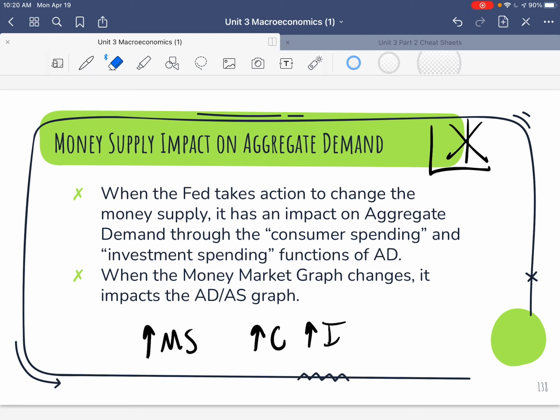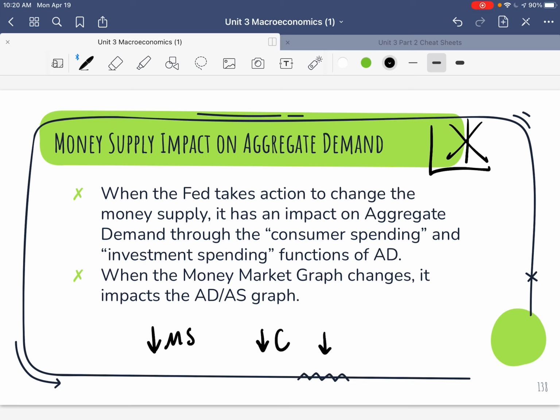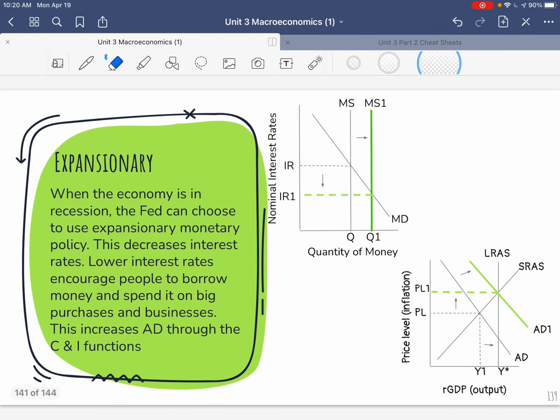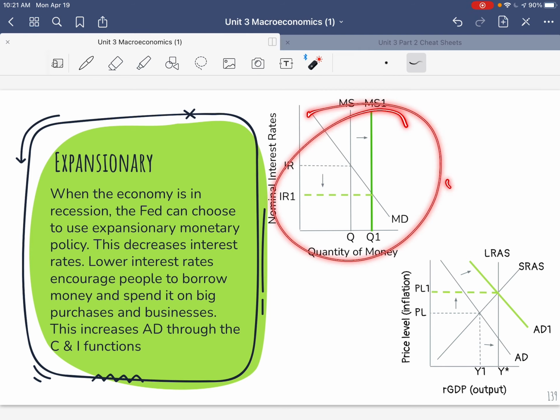Now, the opposite is also true. If we decrease money supply, that's going to decrease the amount of money people have, which is going to decrease their consumer spending and decrease their investment spending. So that AD curve, if you remember up here, this is the AD curve, it will shift outward if AD increases or inward if AD decreases. So when the money market graph changes, so does the ADAS graph, and we're going to practice that. So if we were to go back to what we just learned, expansionary, contractionary monetary policy, this graph is going to impact this graph.